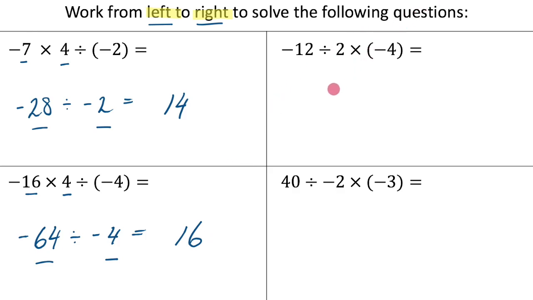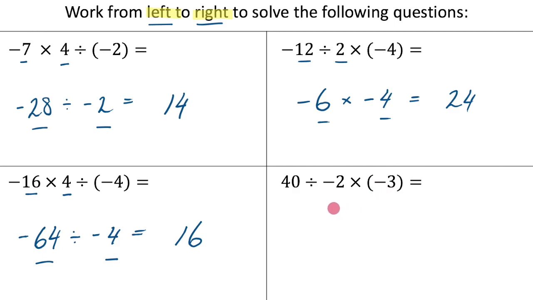Let's now go on to this question, where I have negative 12 divided by 2 times negative 4. Again, for the time being, let's just ignore the negatives. I have 12 divided by 2, which is 6. Now, because I have one negative, I know this answer is going to be negative, and then I'm going to times it by negative 4. So negative 6 times negative 4, let's just ignore the negative. 6 times 4 is 24. And because they're both negative, my answer is going to be positive.